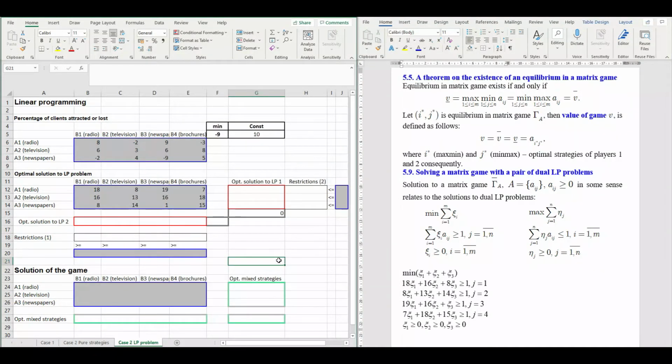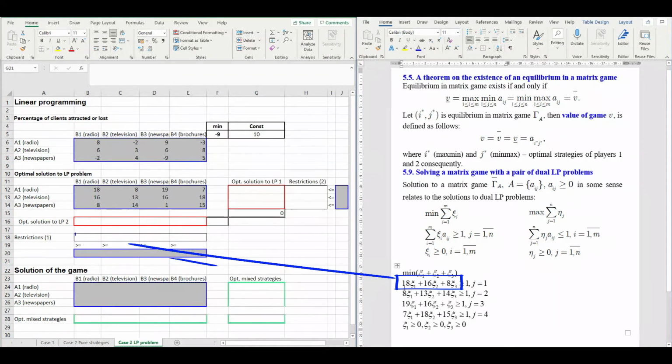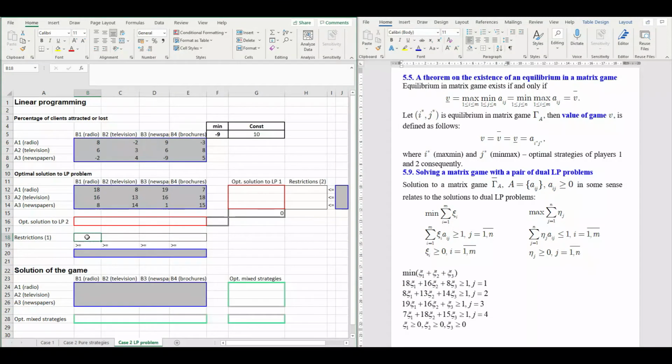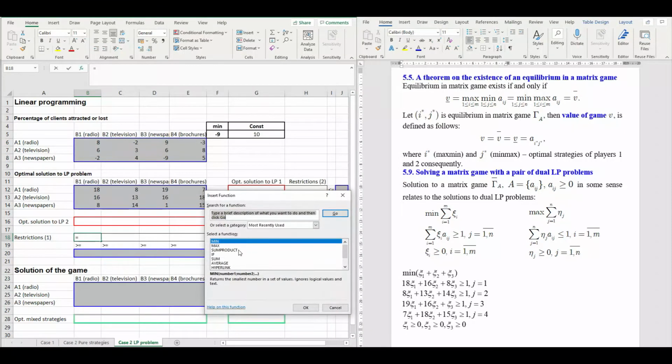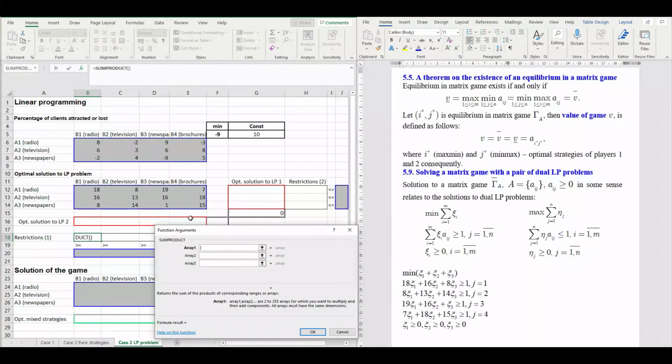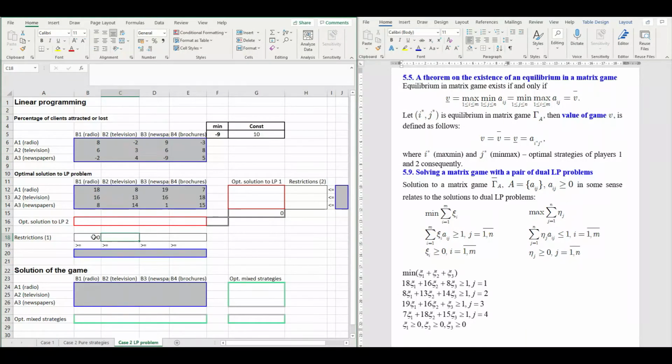Now let's add these restrictions into the Excel file. The left-hand side of the first restriction, 18 times xi1 plus 16 times xi2 plus 8 times xi3, we insert into the cell B18. For this reason, let's consider the SUMPRODUCT function. The first array is the values of the first column. The second array is our variables xi1, xi2 and xi3. They are in column G, the red frame. So the left-hand side of the first restriction is ready.